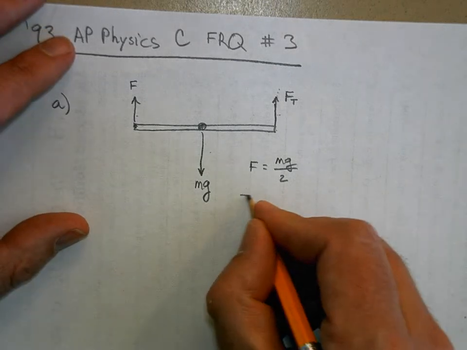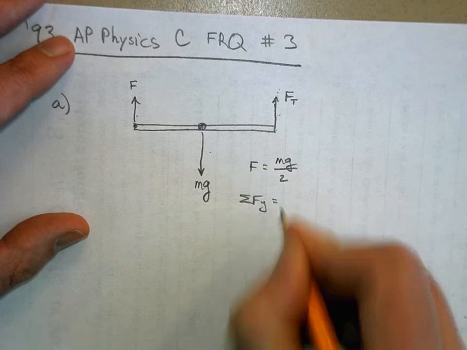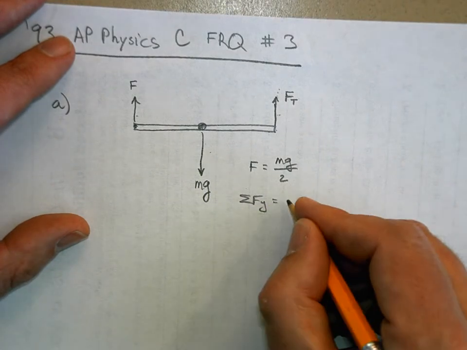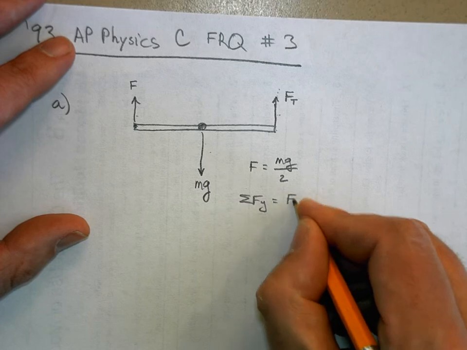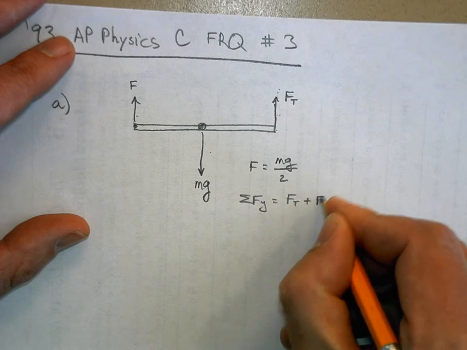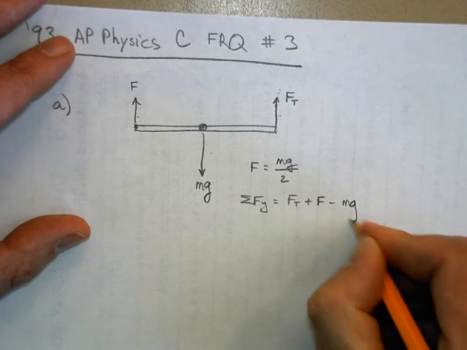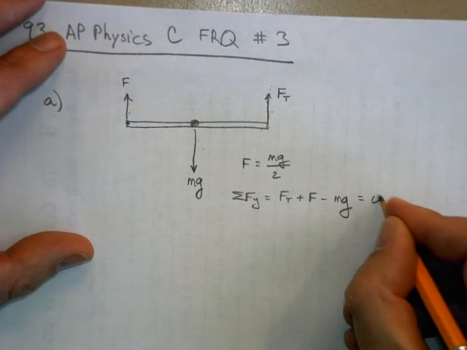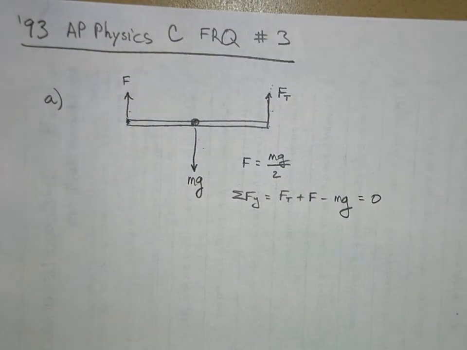So if you sum the forces in the y direction, that's going to be equal to F sub T plus F minus mg. Am I still on camera? Yeah. And it's in equilibrium, so all of this is going to be equal to 0. Here's the problem, though.